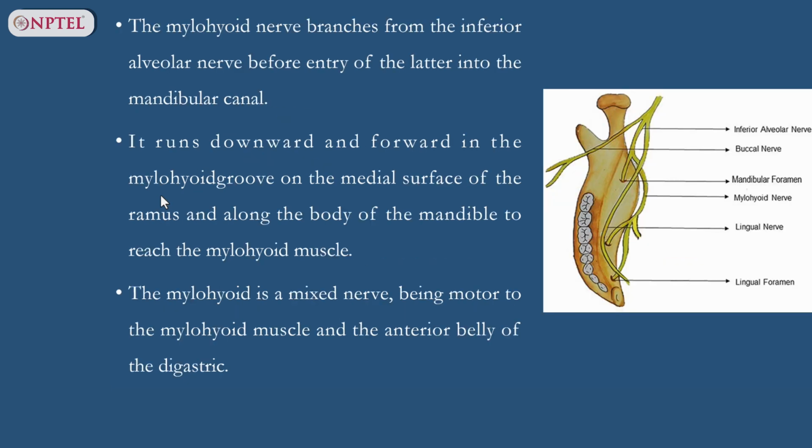The mylohyoid nerve branches from the inferior alveolar nerve before the entry of the latter into the mandibular canal. It runs downward and forward in the mylohyoid groove on the medial side of the ramus along the body of mandible to reach the mylohyoid muscle. The mylohyoid is a mixed nerve being motor to the mylohyoid muscle and anterior belly of digastric.